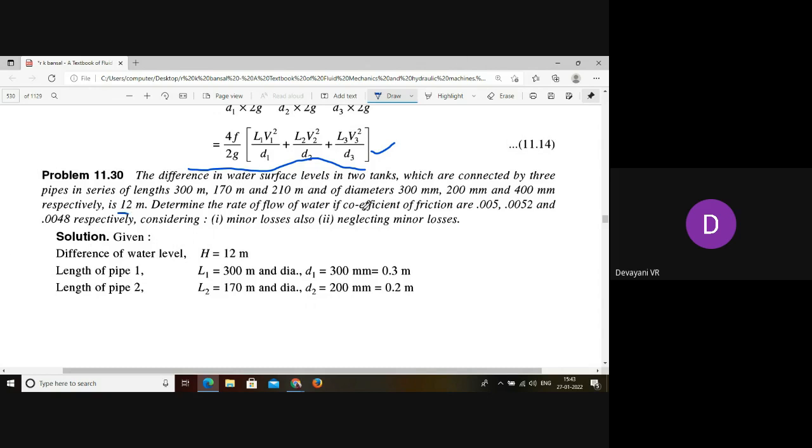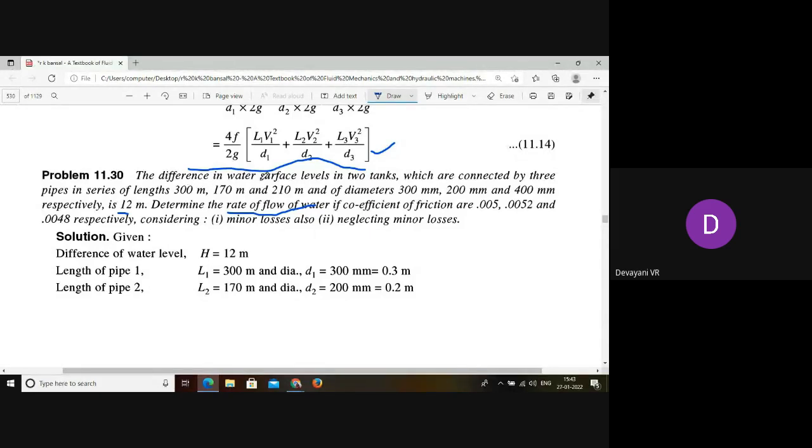Determine the rate of flow of water if the coefficients of friction are 0.005, 0.0052 and 0.0048 respectively. Consider minor losses also: in the first case, consider the minor losses, and in the second case, neglect the minor losses, right? So by considering the minor losses and by neglecting the minor losses, we should calculate the rate of flow of water.